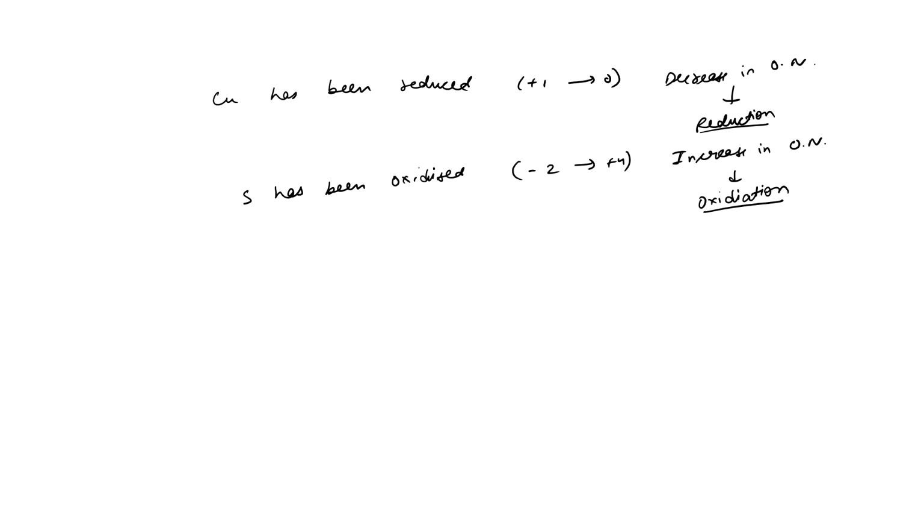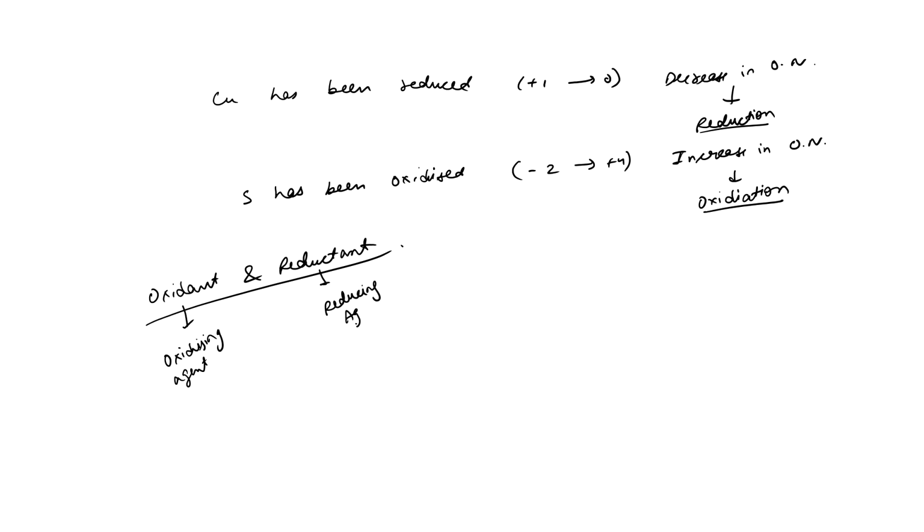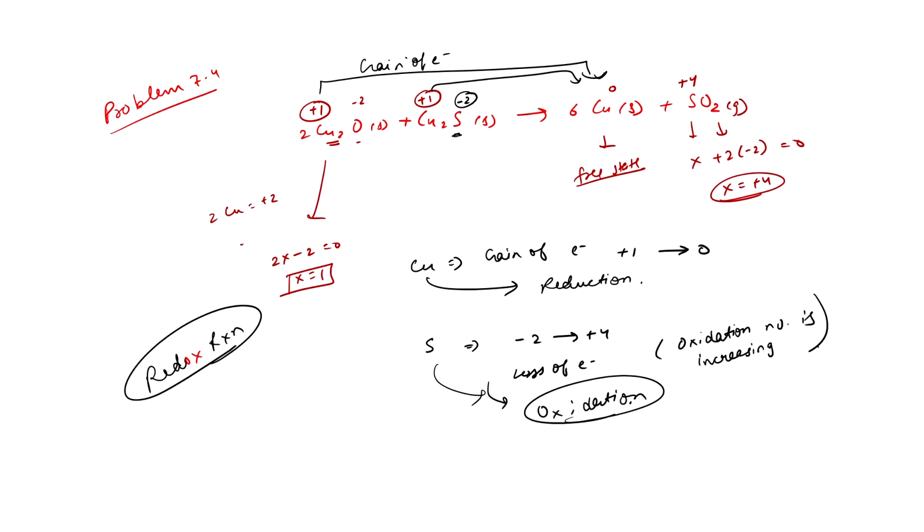Now, the next thing asked is, what is oxidant and what is reductant? Oxidant is called the oxidizing agent, and reductant is the reducing agent. Now, which is getting oxidized? Sulfur is getting oxidized. What is responsible for sulfur getting oxidized? Which is helping sulfur to get oxidized? Which is taking electrons? Copper 1 plus is taking electrons.